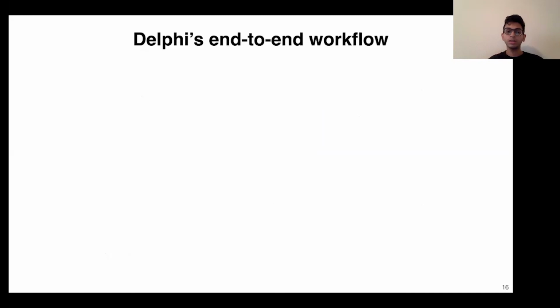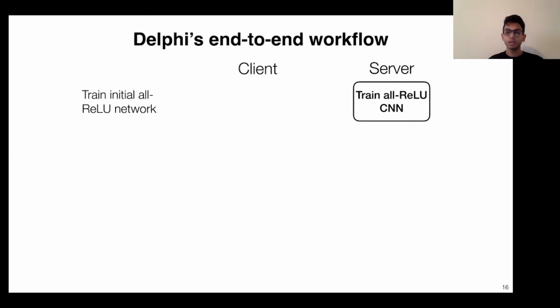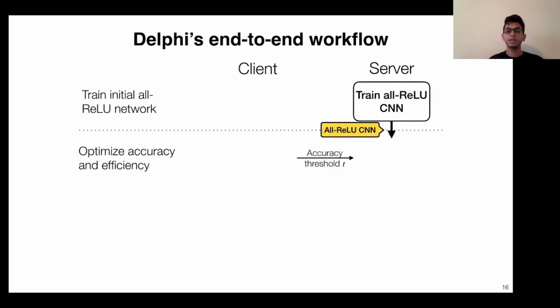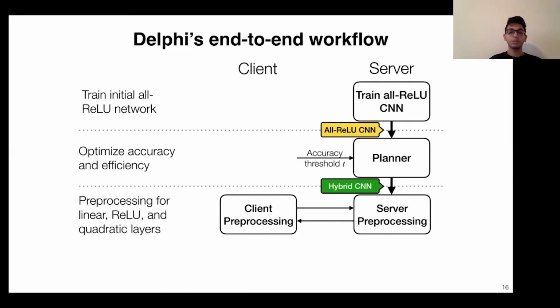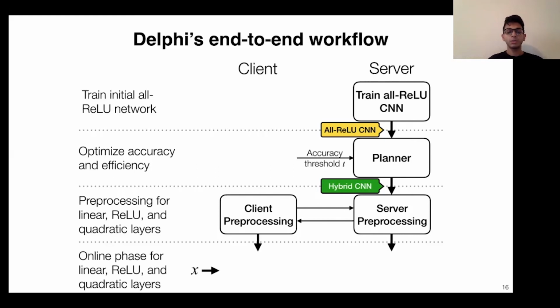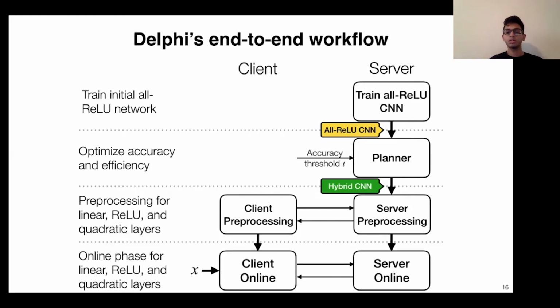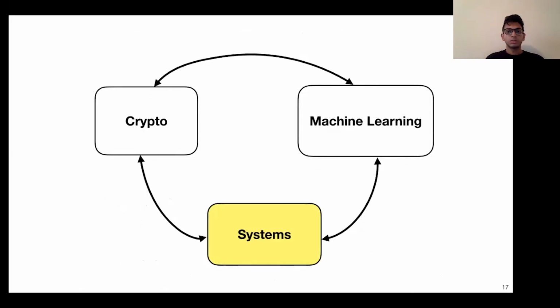Okay, so I've told you a lot. Let's see what the end-to-end workflow with Delphi looks like now. So first, the server trains an all ReLU network. Then it asks the client for the minimum accuracy that's acceptable and plugs these into the planner, which spits out a hybrid network, which consists of a mixture of ReLU and quadratic activations. Then the client and server can engage in the pre-processing phase to derive some pre-processing information. And then later, when the client gets his input X, they can engage in the online phase of the protocol to finally derive the prediction M of X. So that's our theoretical contributions.